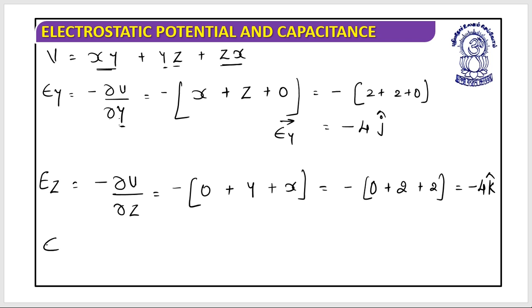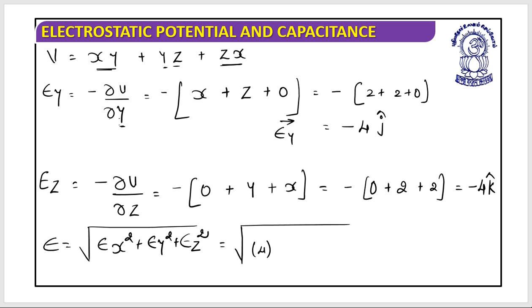Now, what I need to find out is the electric field. It should be under root of Ex square plus Ey square plus Ez square. This is E equals under root of Ex square plus Ey square plus Ez square. So that should be 4 square plus 4 square plus 4 square. What would it be? Yes, it is 4 under root of 3 joule per liter. This should be your final answer.